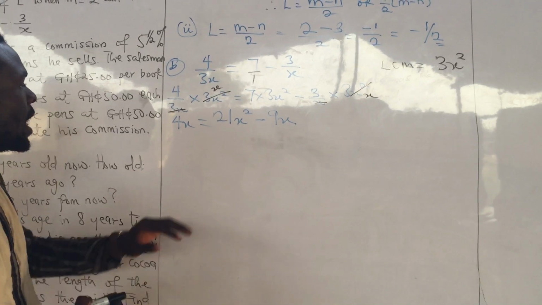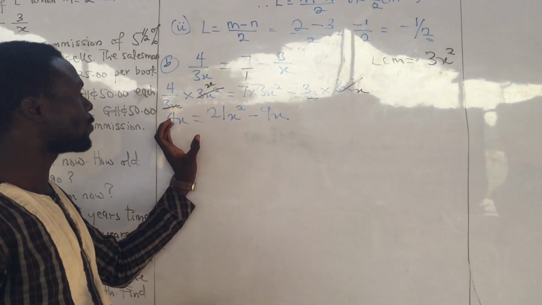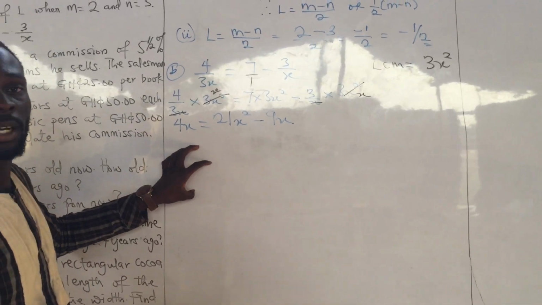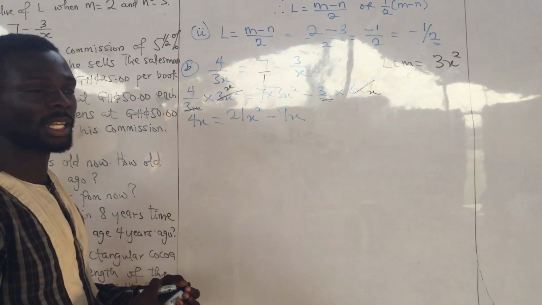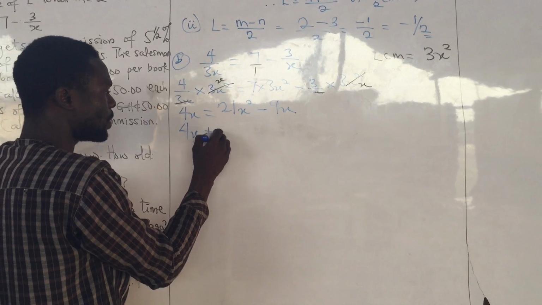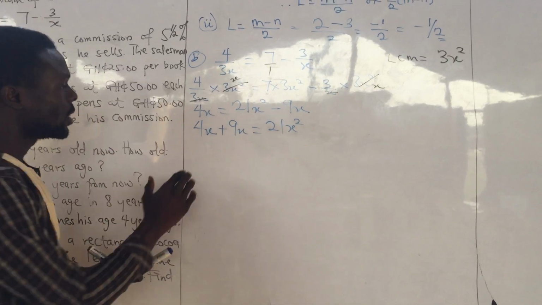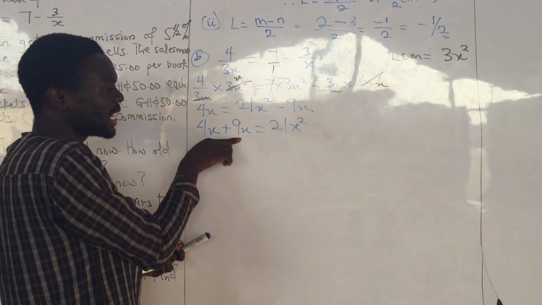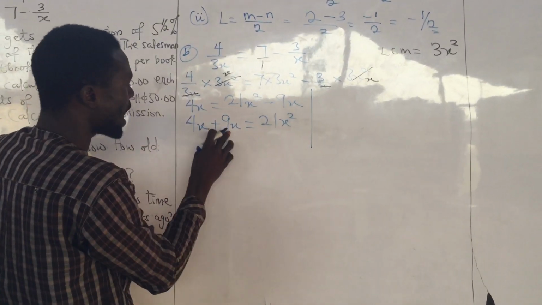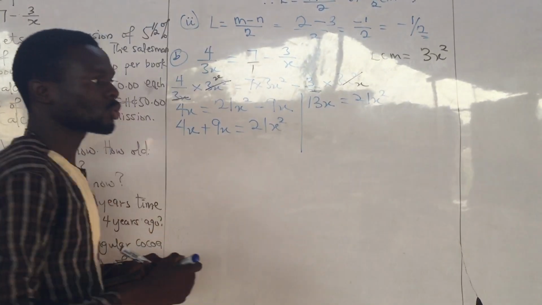Now what do you do from here? From here, we are going to group like terms. Grouping like terms, we can choose to take the 4x to this side or take the negative 9x to this side. So let's say I want to bring the negative 9x to this side. This is going to give me 4x, bringing the 9x will give me plus 9x, which is equal to 21x squared. We put this together: this plus this is going to give you 13x, which is equal to 21x squared.